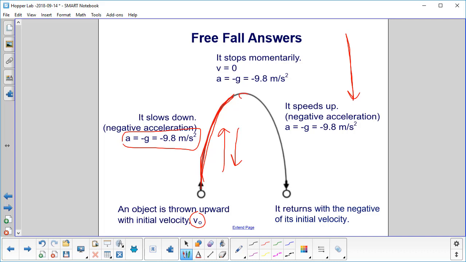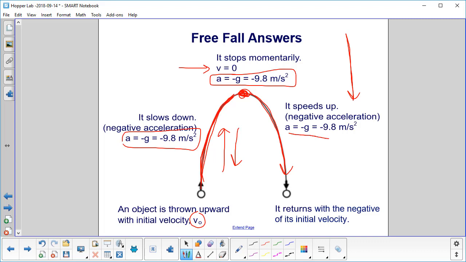Right at the top, you actually stop momentarily. So your velocity at the top is 0. We'll be using that. And look at this. The acceleration is still the same. The Earth is still there attracting the object. Now we start coming down. You speed up again, right? You slow down going up till 0, and then you sped up.